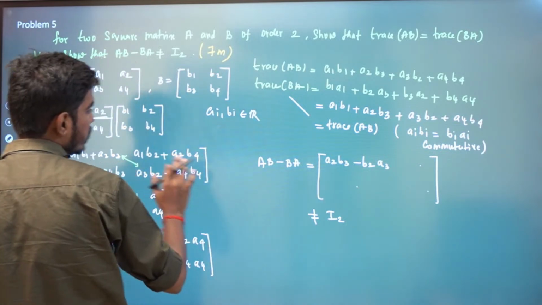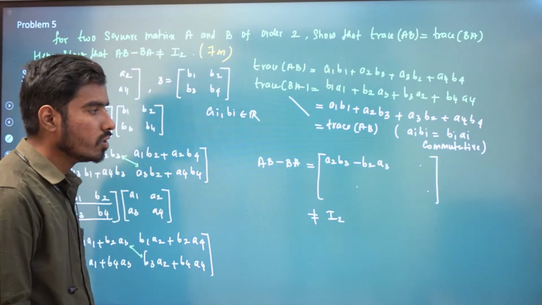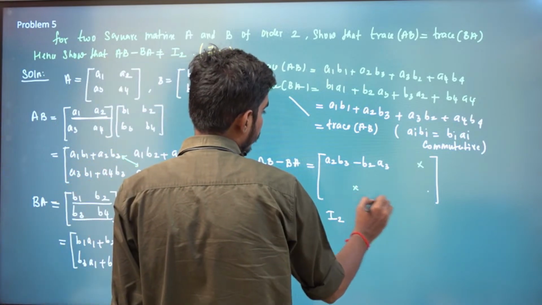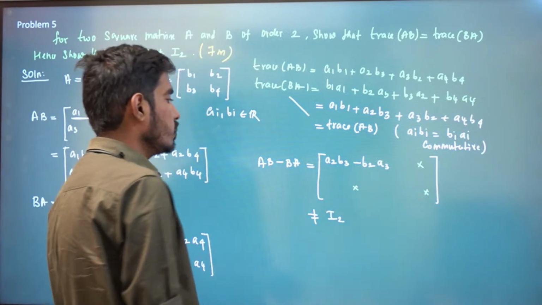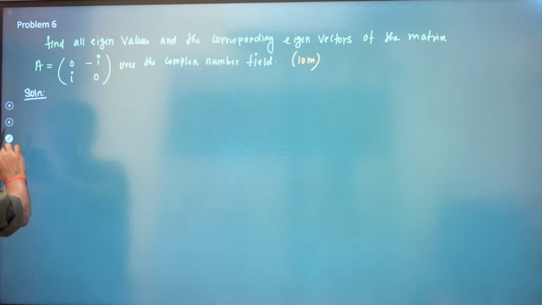You can carry on this, right? You just subtract the two matrices, and obviously it is not equal to the identity matrix of order n. You will have some element here, some element here, some element here, which is not equal to the identity matrix of order 2, right? Okay, so we'll move on to the sixth problem.